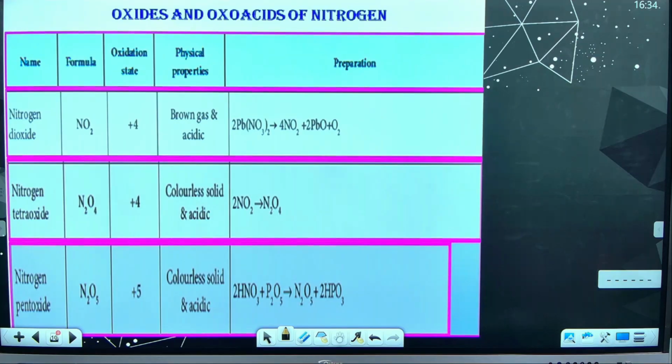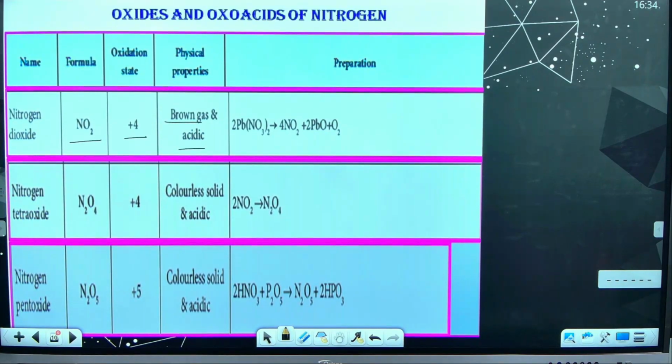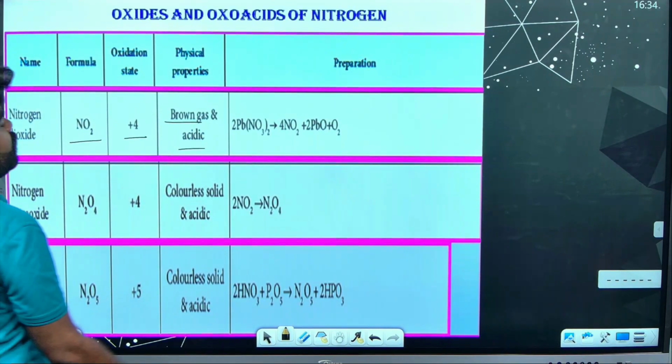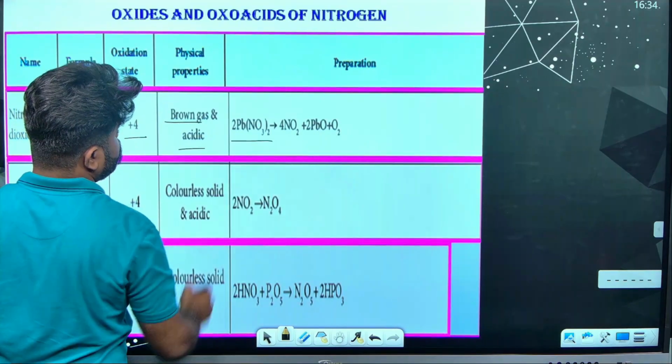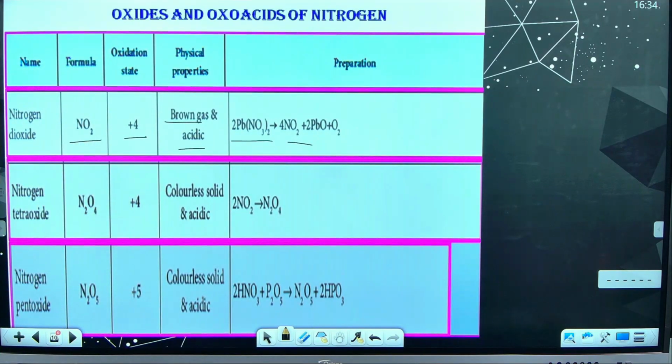Then you see nitrogen dioxide, which is given by NO2. Here the oxidation state of nitrogen is +4 and it is a brown color gas and it is acidic in nature. How to prepare it? When you take lead nitrate and decompose that, you get nitrogen dioxide.